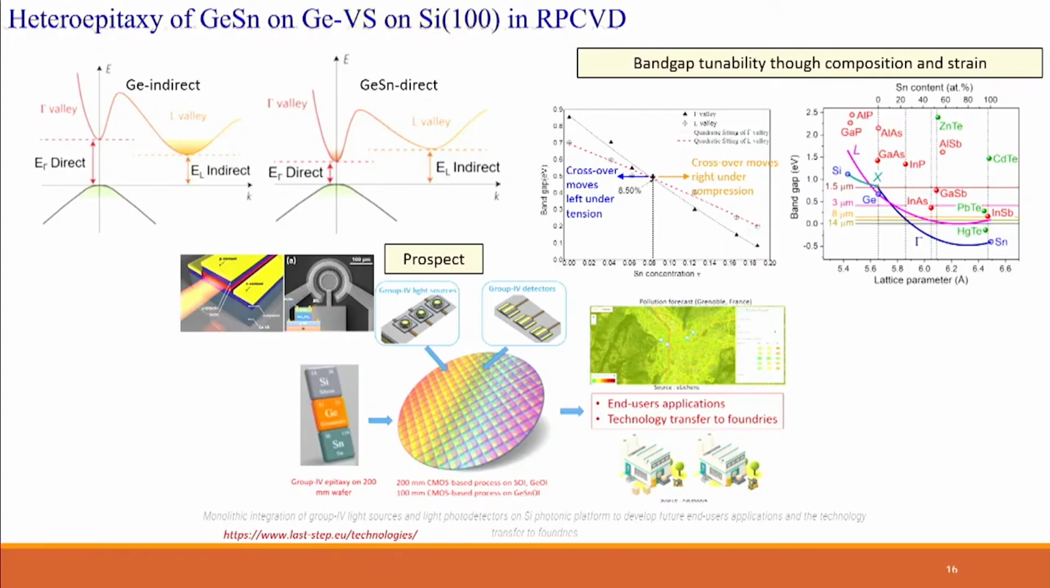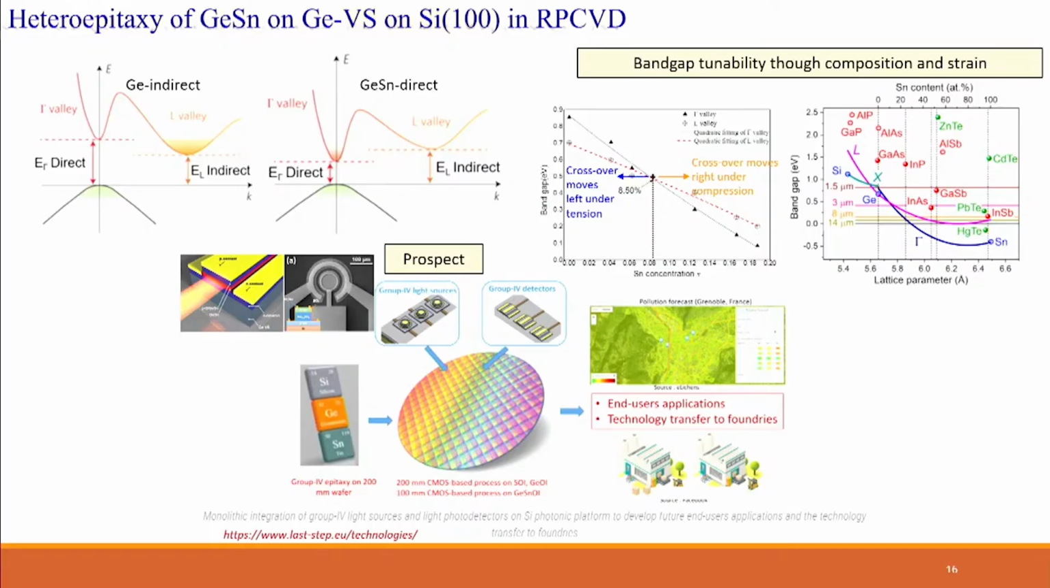So germanium is an indirect band gap material. The L value is lower than the Gamma value. If you start alloying with tin, germanium tin, you start pulling down both the values. It's just that the Gamma value is pulled down faster. You can see the graph here, how the L value and Gamma value evolve. That means for a certain alloy composition, this germanium tin alloy will become a direct band gap semiconductor.